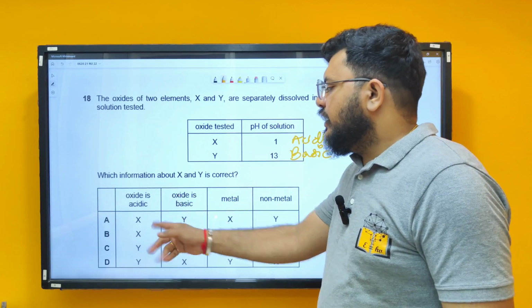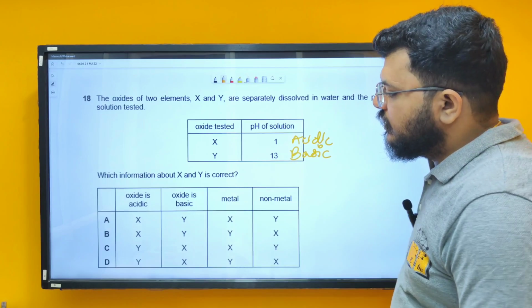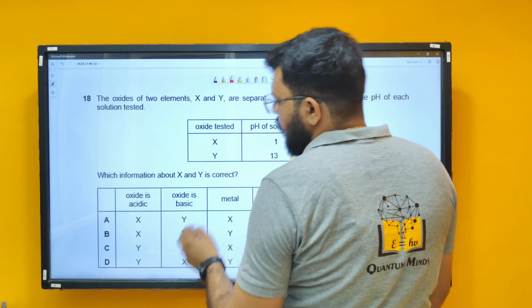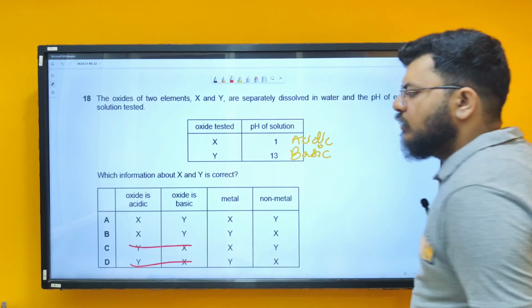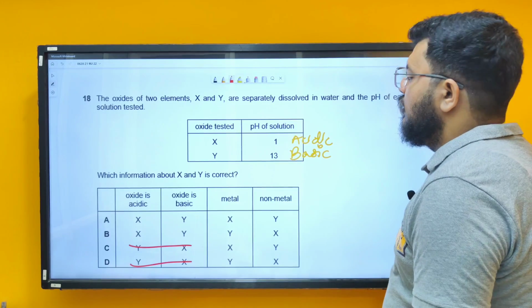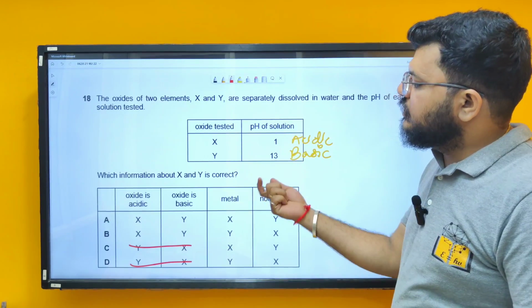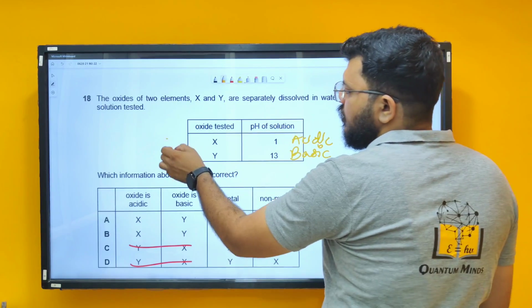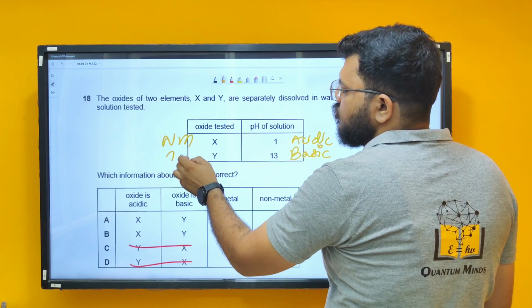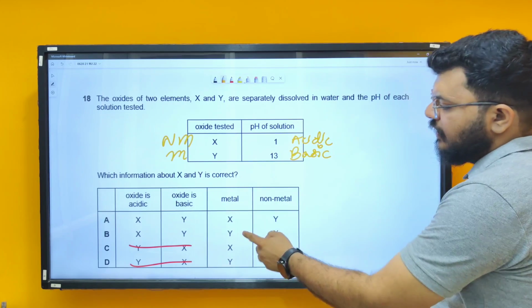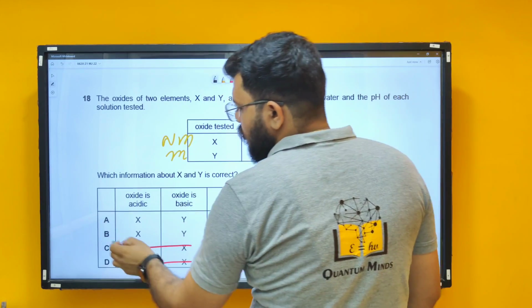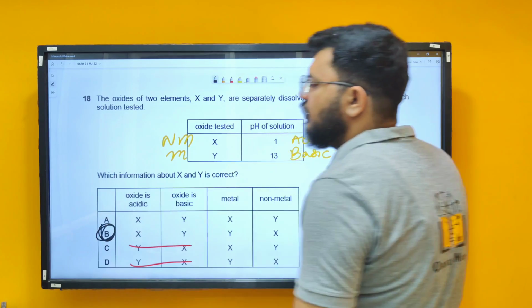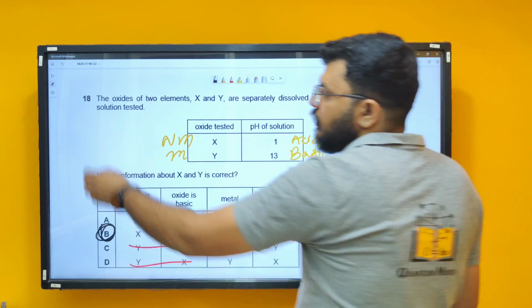So oxide X is acidic and Y is basic. So right away, these two options cannot be your answer. Now, an acidic oxide is formed by a non-metal, right? So X has to be a non-metal and Y has to be a metal. So metal Y and non-metal X. So option B is your correct answer.